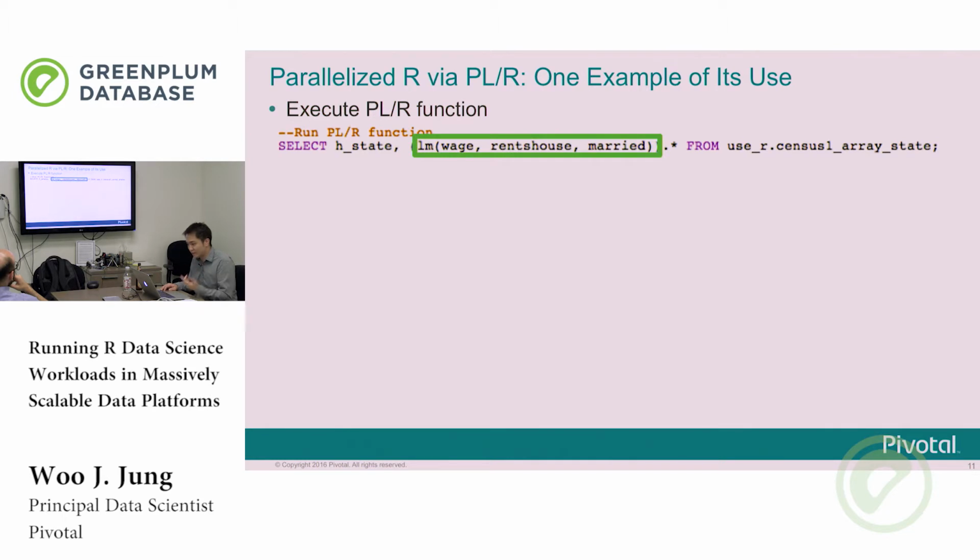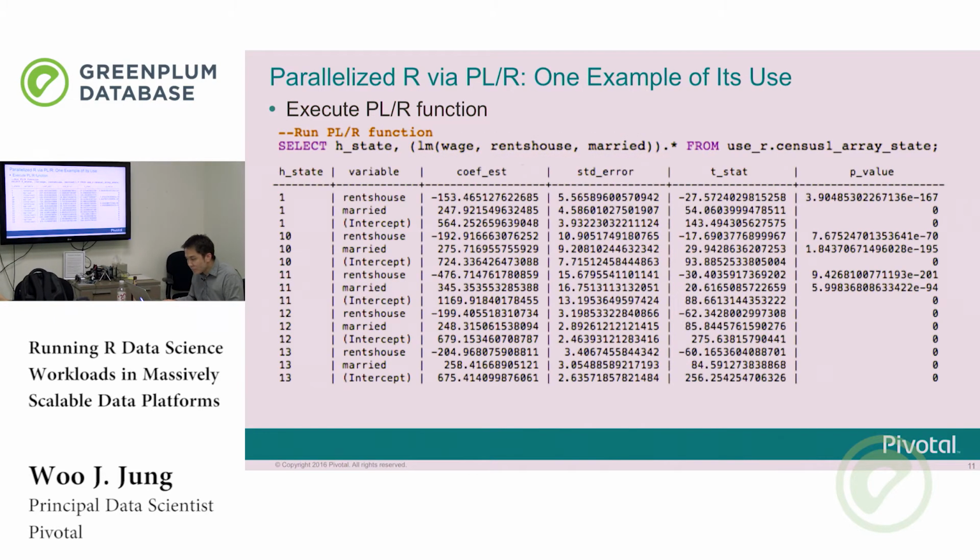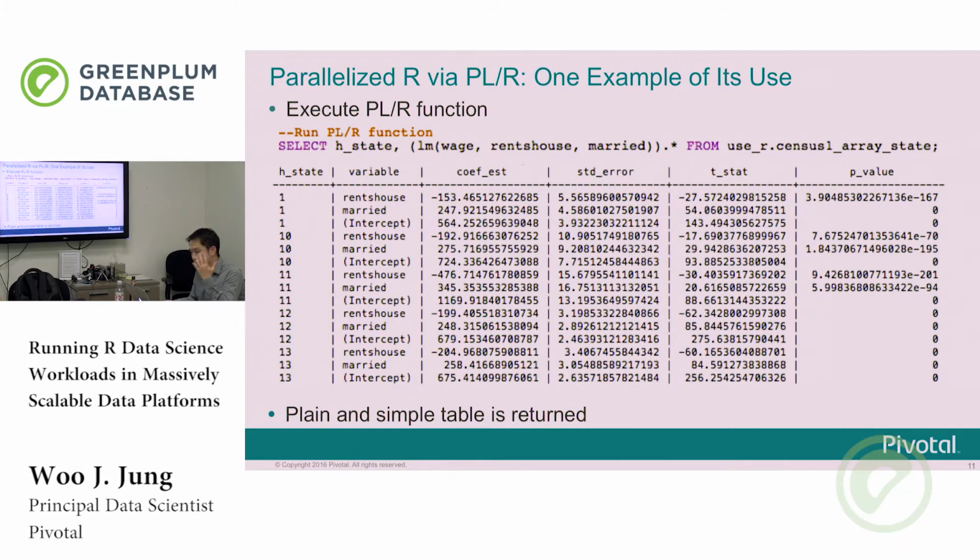And again, this LM function is the same function that we've just described or defined in the previous slide. And here again, you get back a plain and simple table containing the variable names, the state, and corresponding regression summary statistics for each tuple.